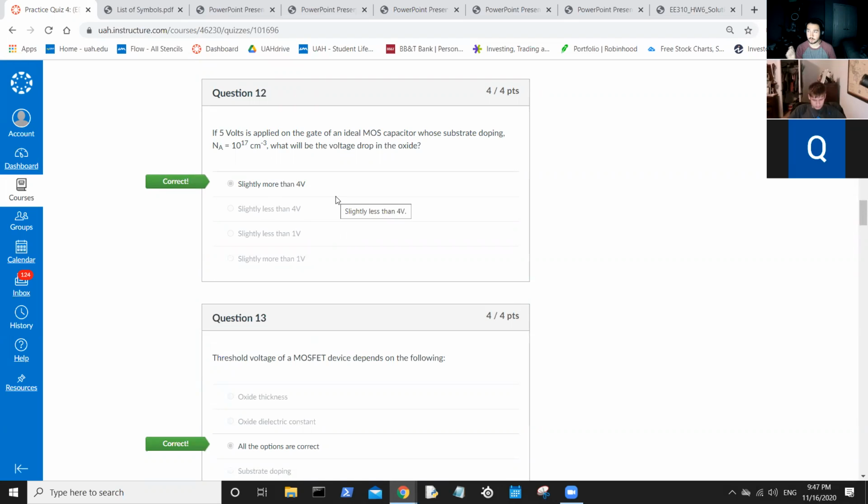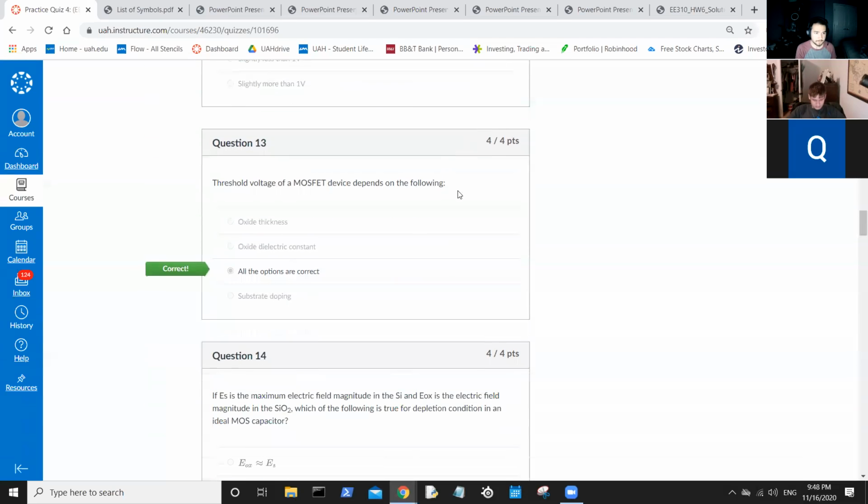You can eliminate 2 answers simply because we know that the voltage drop in the oxide is where the majority of the potential across the system drops, because it's the highest resistance. Because of that, you can immediately eliminate slightly less than and slightly more than 1 volt, and choose between these 2. At that point, you can numerically confirm it, or a good rule of thumb is to pick the more than instead of the less than. Good rule of thumb across these types of problems.